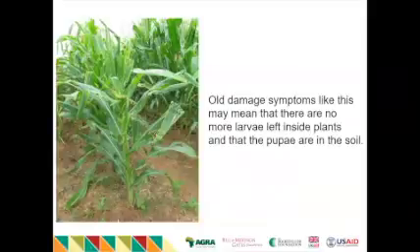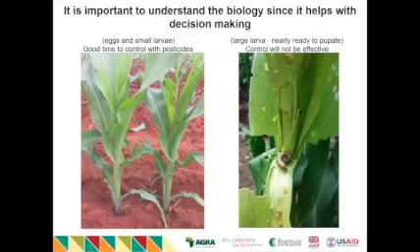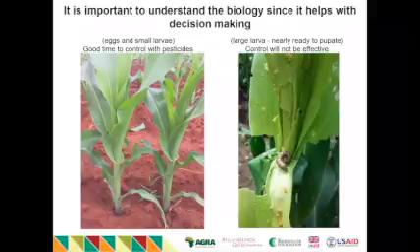For example, if larvae grow big and they leave the plant to go into the soil, they won't be present there anymore. And this type of typically old damage symptoms that we see here indicates that the larvae are not in the plants anymore and nothing can be done to the problem anymore. So it's important to understand the biology, and that is the message that you should convey to farmers, because it will help in decision making.